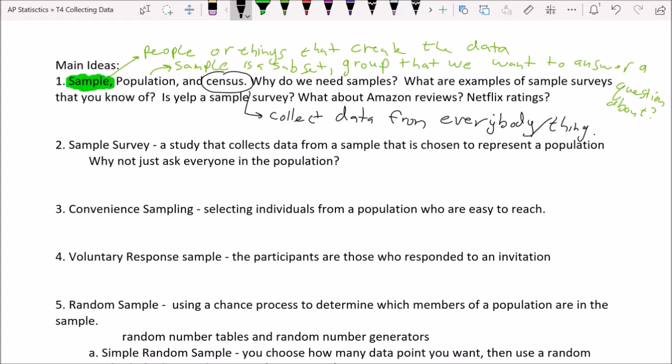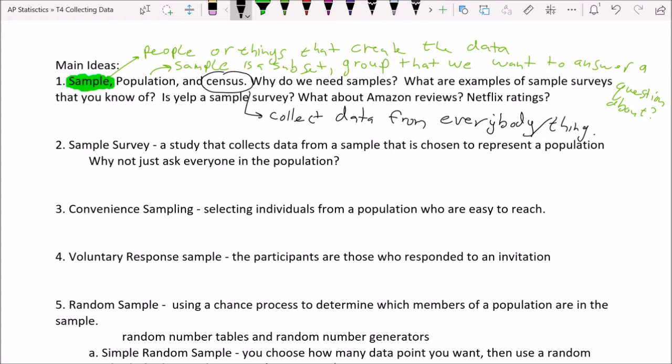Okay, so why do we do samples rather than a census? A census yields a way better result. For example, in that election poll, if they ask everyone in the population, then they really will have a very, very good idea of how people will vote, and there wouldn't be a margin of error. When you do a sample, you are making an estimate or a prediction, and so it's not as accurate.